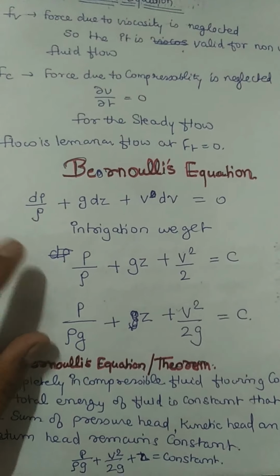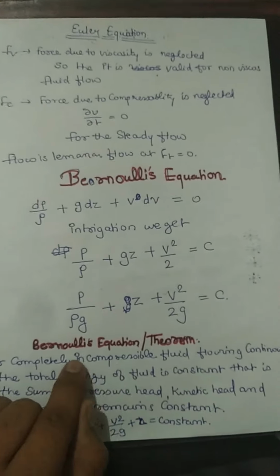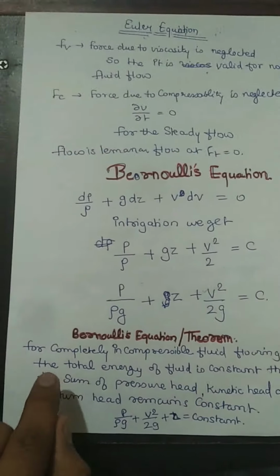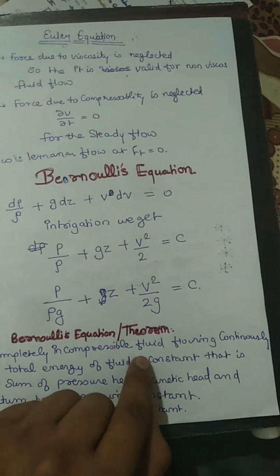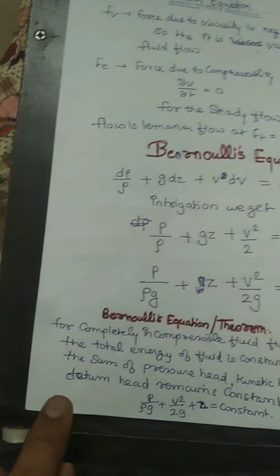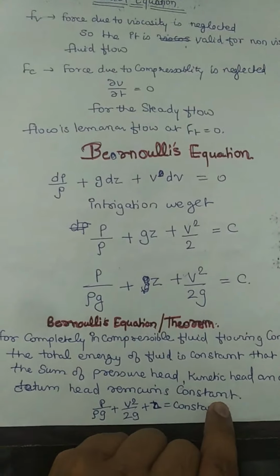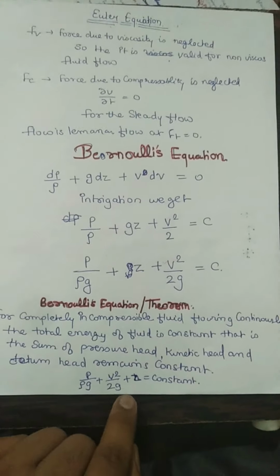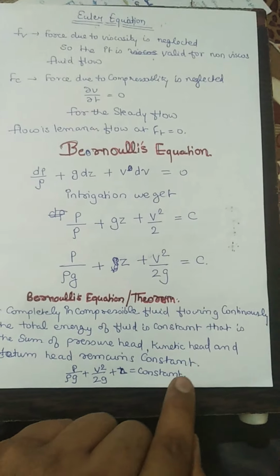And Bernoulli's equation also I will explain. For a completely incompressible fluid flowing continuously, the total energy of a fluid remains constant, that is, the sum of pressure head, kinetic head and datum head remains constant. P upon rho g plus v square upon 2g plus z equals constant.